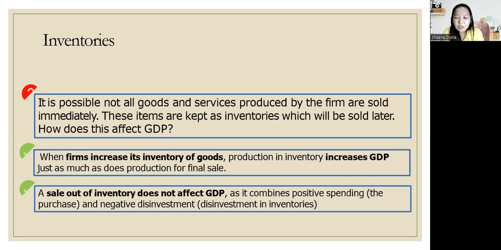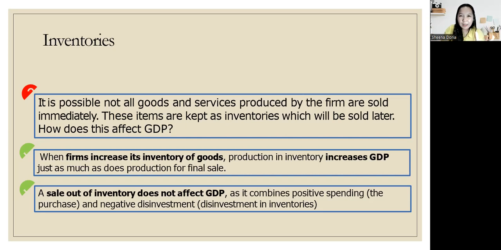So the negative spending by the firm offsets the positive spending by the consumer. So it does not affect the GDP. Binili niya yung bread, okay, pero nagkaroon ng disinvestment kasi nabawasan yung inventory mo. Okay. So ibig sabihin, it doesn't affect GDP, hindi nadagdagan or nabawasan.